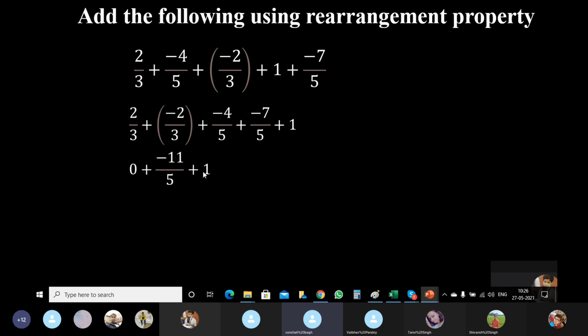Taking the LCM, 5 plus 1 is 6, right? So 5 ones are 5 and minus 11 plus 5 is minus 6 by 5. Is it okay? Yes, ma'am.